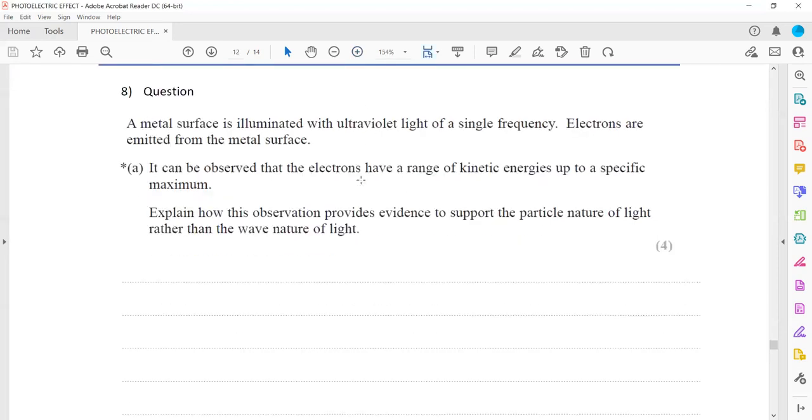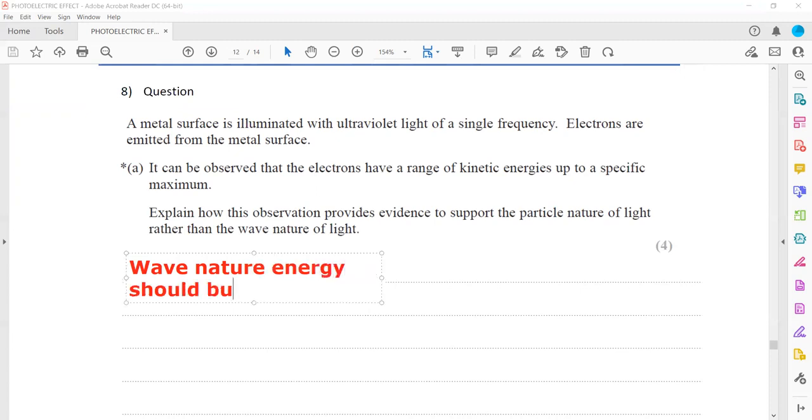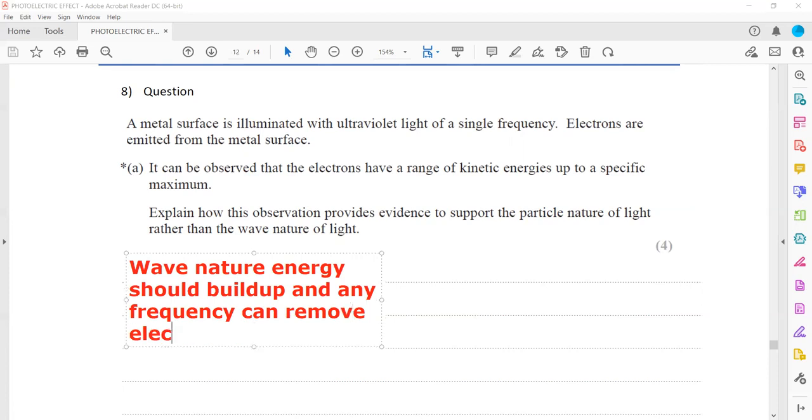So the points which we will mention are that, according to wave nature, energy should build up, and any frequency or any energy can remove electrons from the metal surface.